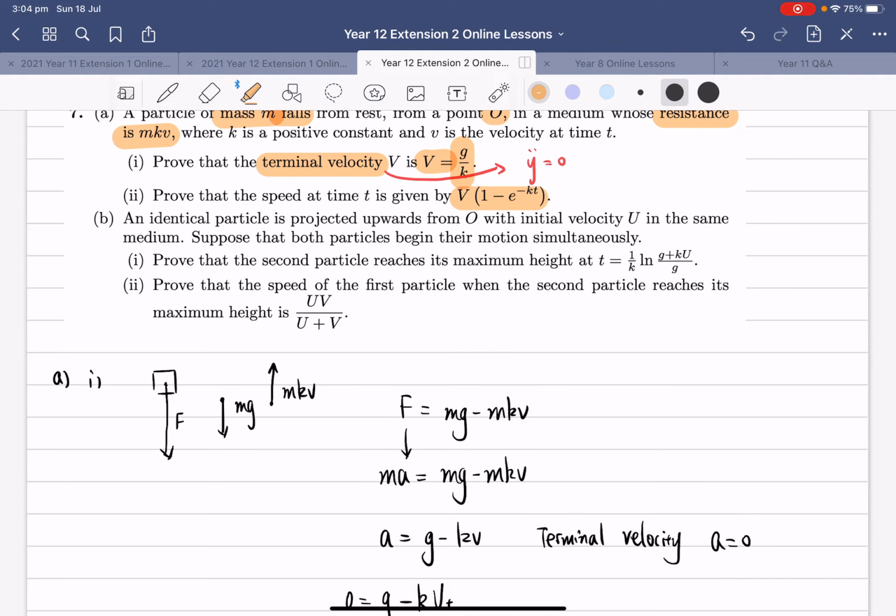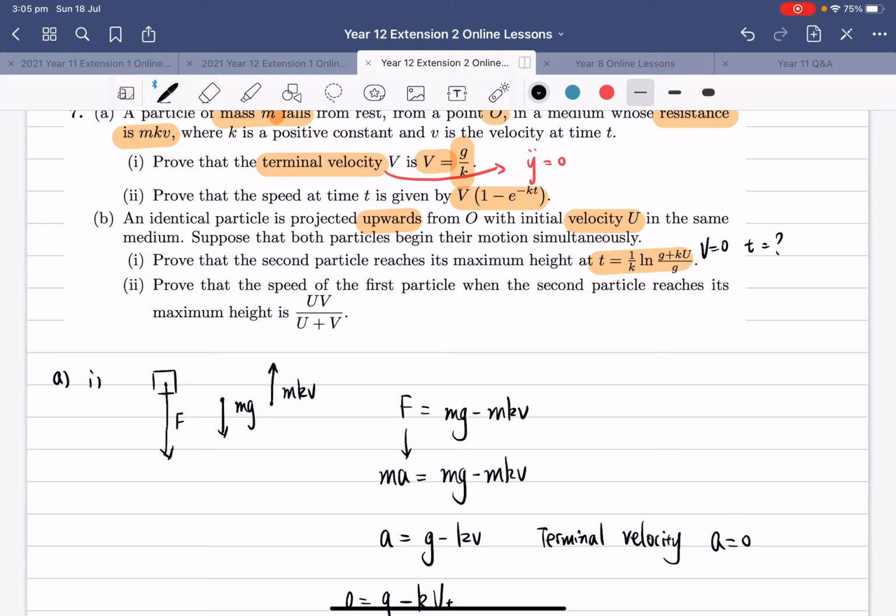Now, an identical particle is projected upwards from O with an initial velocity u. So projected up with the same medium. Both particles begin their motion simultaneously. Prove that the second particle reaches its maximum height at t equal to that. The maximum height is when v equals 0. So this is again a vt function. We need to find the time, and then prove that the speed of the first particle when the second particle reaches the maximum height is given by this function here.